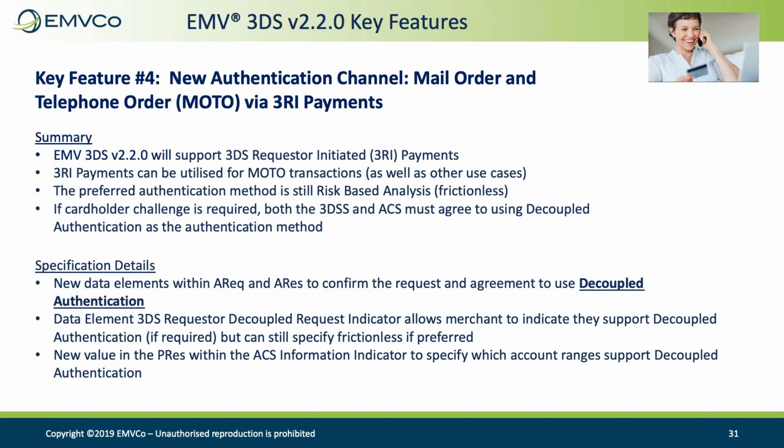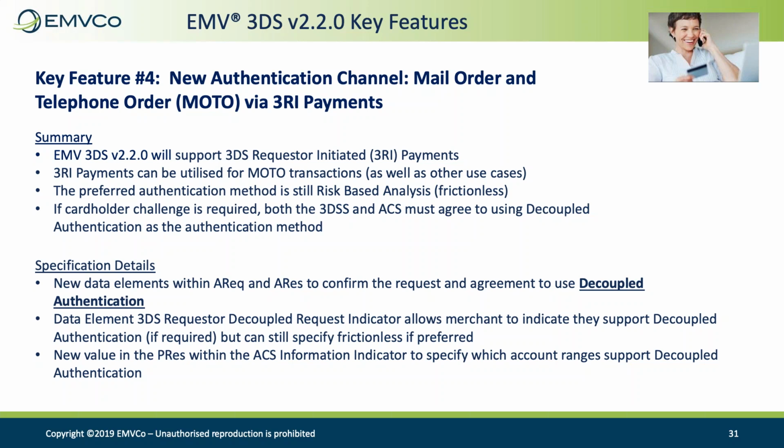Key feature number 4 is the new authentication channel of mail order and telephone order via 3RR payments. To summarize this a little better, EMV 3DS 2.2.0 will support 3DS requester initiated payments. Those 3RI payments can be utilized for MOTO as well as other cases. The preferred authentication method is still risk-based analysis, frictionless. If the cardholder challenge is required, both the 3DS server and the ACS must agree to using decoupled authentication as the authentication method.